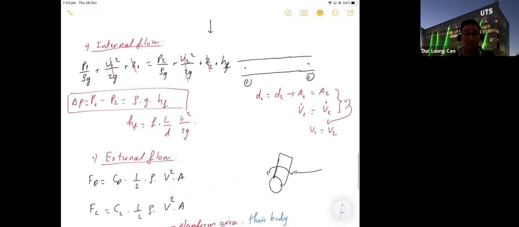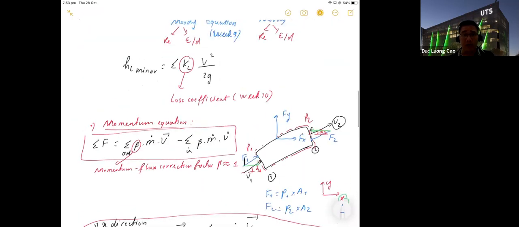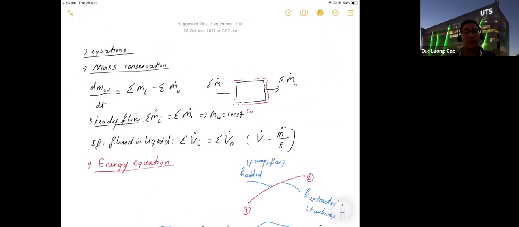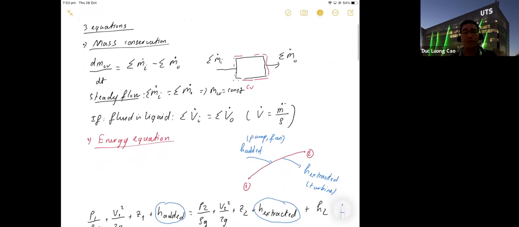Not too much, but you have to know how to apply the equations. Do you have any question for me today? Any question?